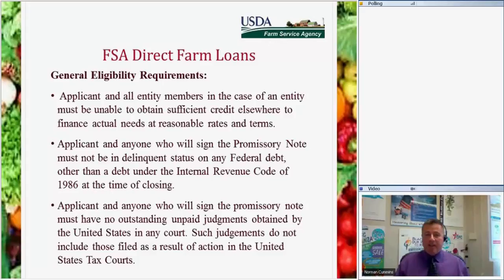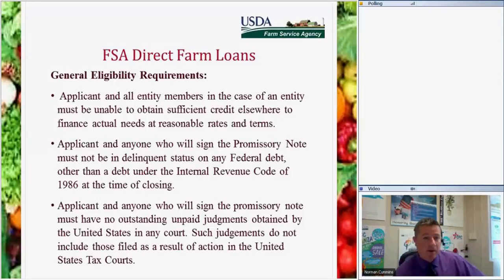Now, I'm not going to really try to go into LLCs and entity members, but in the case of an entity, all the members must be able to obtain sufficient credit elsewhere to finance actual needs at reasonable rates and terms. So basically, we're going to look at everybody that's part of the LLC. If there's a member of that LLC that can actually get credit from somewhere else, then it's going to be hard to qualify for our program. So that's just something to be aware of. But we do a lot of married couples where they form an LLC. Sometimes several farms form an LLC, and that's something we will look at.